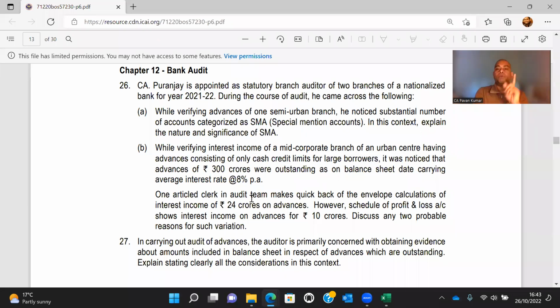You understand? Simple. Point number 1. In case of overdraft and cash credits, interest will be charged based on the utilization of the customer, but not based on the sanction. This is the first reason for less interest than 24 crores. Second reason, there will be so many loans which are sanctioned towards the balance sheet date or later parts of the year. So obviously, interest income cannot be charged for the full year. It will be charged only for part of the year. That is another reason why this 24 crores is not the correct amount. So you understand these 2 reasons?